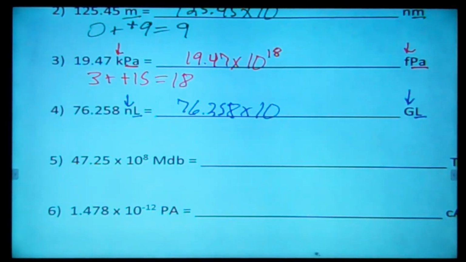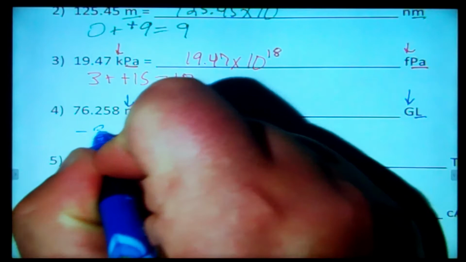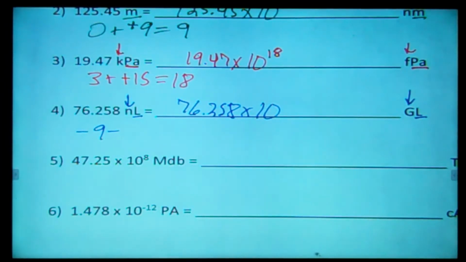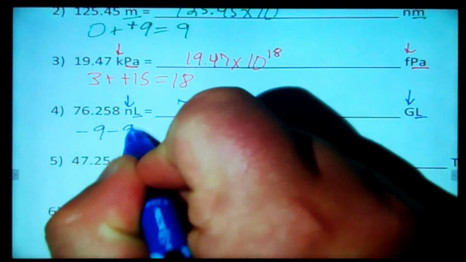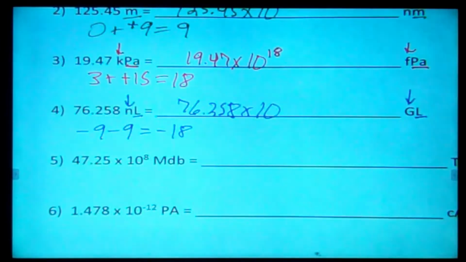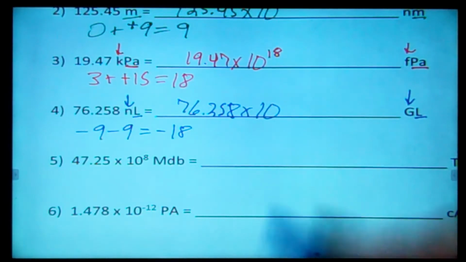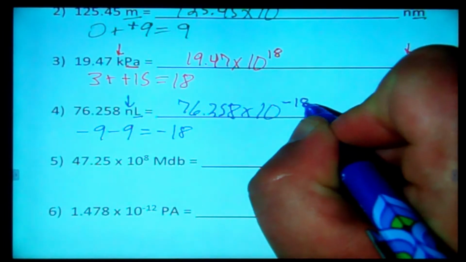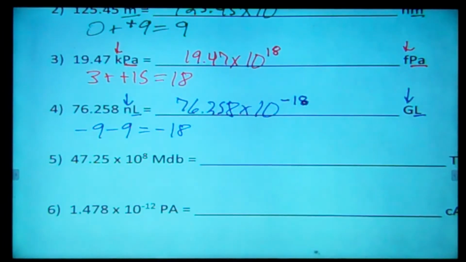So N is nano, which is 10 to the negative 9th, minus giga, which giga is 10 to the positive 9th, so minus 9. Negative 9 minus 9 is negative 18. There's no exponent on the unit, so I don't have to multiply. I didn't start with scientific notation, so I don't have to add anything. So this one is just 76.258 times 10 to the negative 18 power.